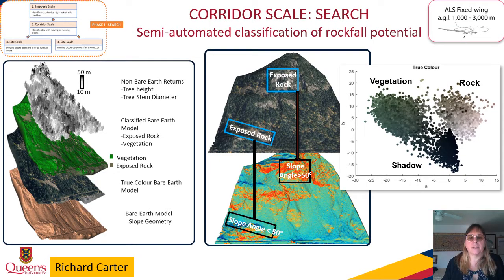This is an example of searching for rockfall source zones at the corridor scale. This work was completed by Richard Carter in his master's, and he worked with aerial LiDAR and the information you can gain from both the point cloud as well as the color that is derived from photography. Combining these two data sets permitted him to think about sections of the slope which were exposed rock and which were either source zones or talus deposits.